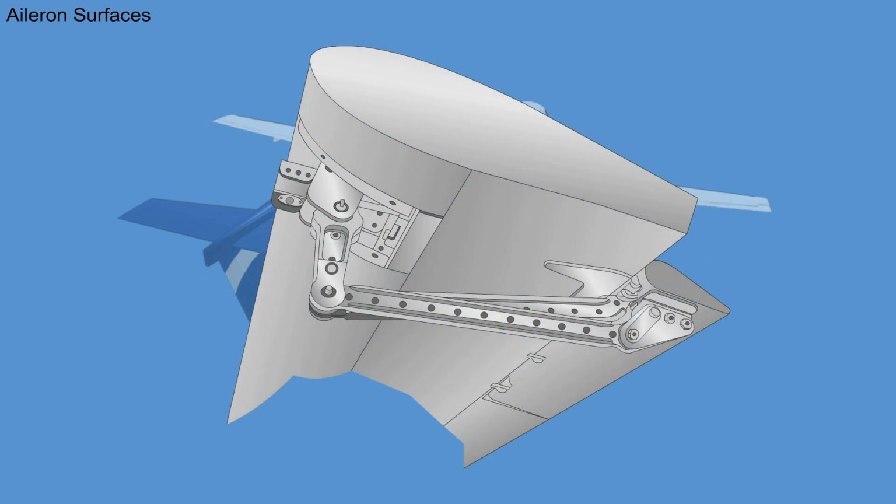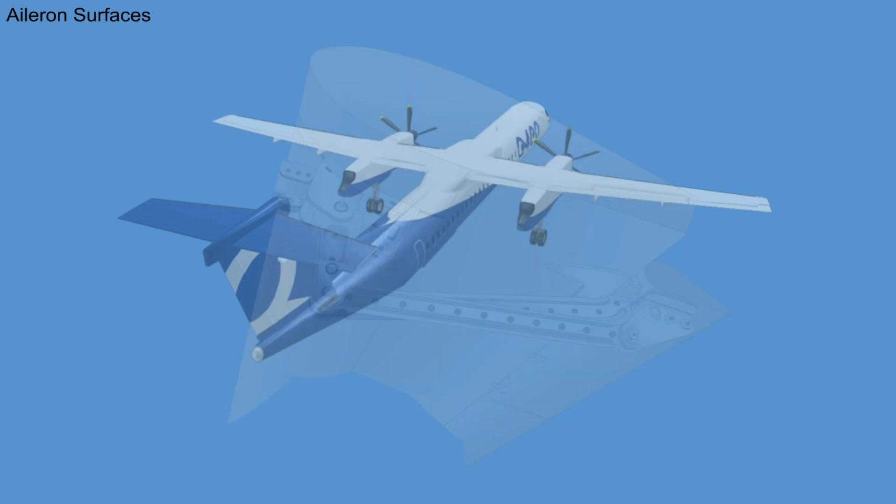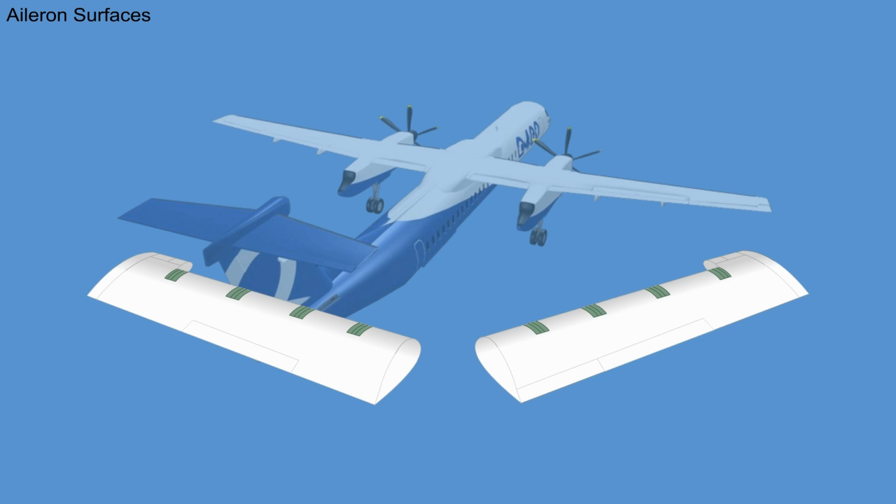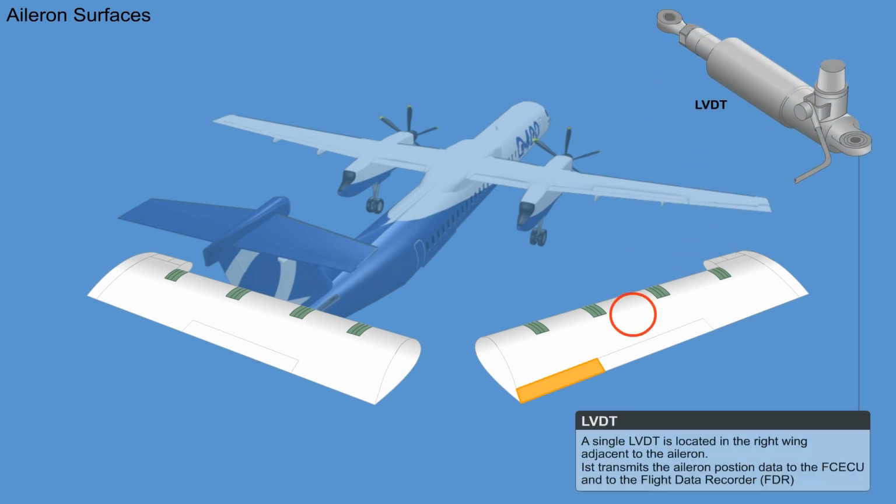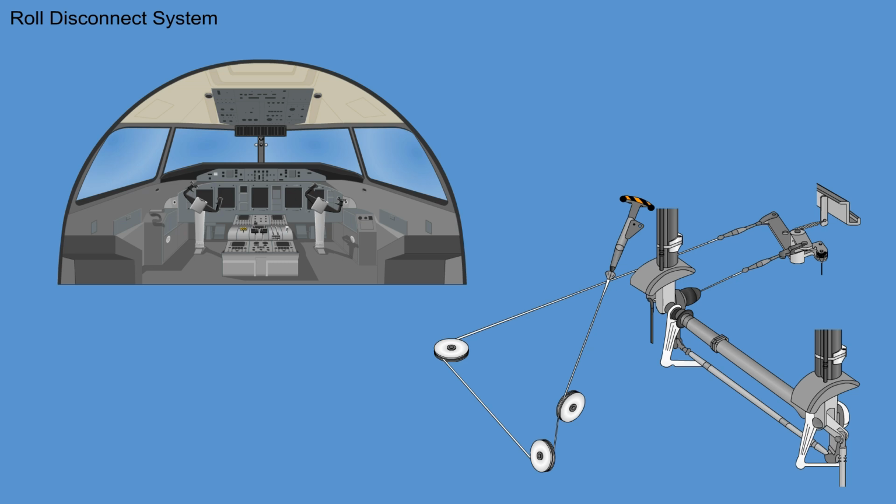The tab geared linkage is connected to the aileron hinge point to give controlled tab movement in proportion to aileron movement. Only the right aileron has a ground adjustable trim tab located inboard of the geared tab. The aileron and roll spoiler control systems are normally interconnected by an interconnect rod, which provides a synchronized movement of the two systems. In the event of jamming of either system, they can be separated by the roll disconnect system.